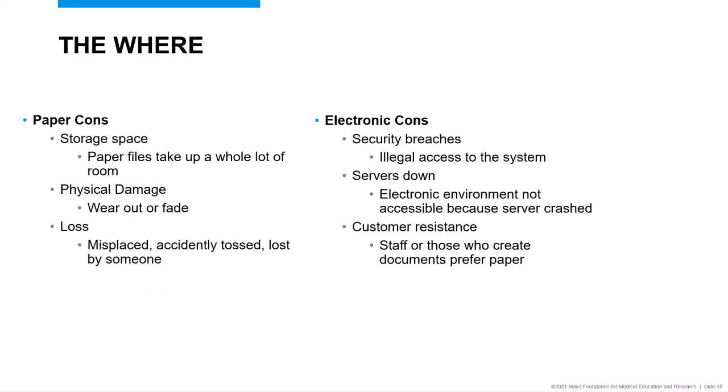So what are some of the cons when it comes to the paper? Well, storage space for one. Paper files take up a whole lot of room. And depending upon the number of procedures that you have, you may need multiple filing cabinets or multiple areas in which you can store these. Also, physical damage. As you use those paper procedures, they begin to wear out and they fade and they get smudged and they may tear and they may become illegible, as well as they're easy to lose. You may have a paper document in your hand and you may stop to talk to somebody and lay it down, and then it disappears and it's gone. It's misplaced or it's accidentally tossed or it's lost.